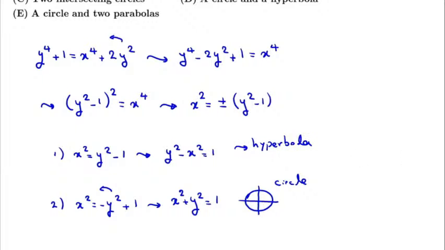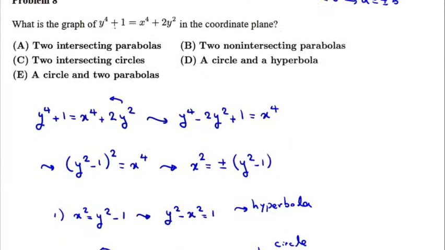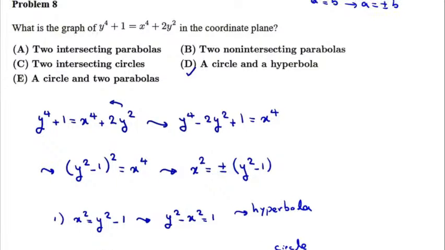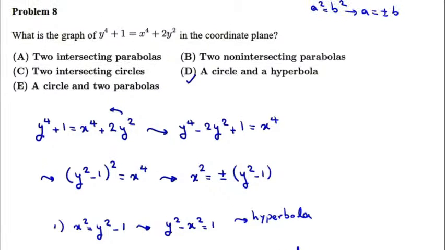So let's see the choices. Two intersecting parabolas, no. Two non-intersecting parabolas, no. Two intersecting circles, no. A circle and a hyperbola. The next one is circle and two hyperbolas, no. The answer of problem number 8 is D.